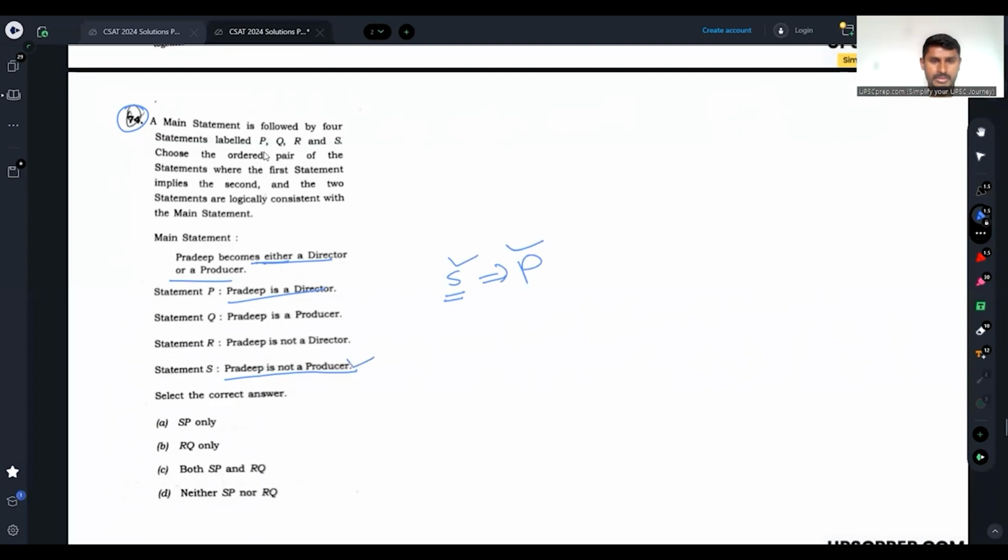If he is not a producer, then he will definitely be a director, because the main statement says that Pradeep becomes either a director or a producer. दोनों में से कोई एक होना ही चाहिए. So S and P are correct.